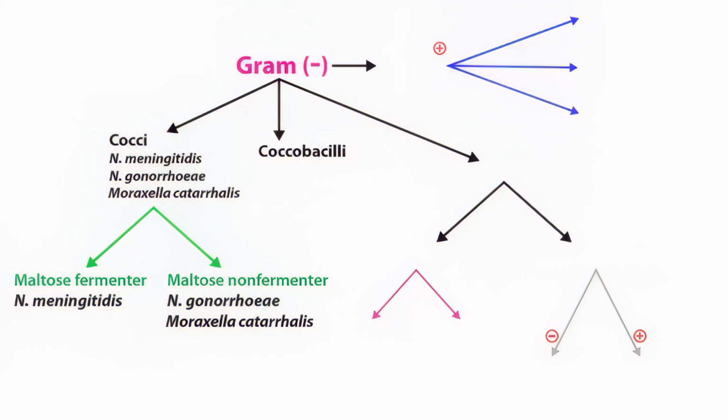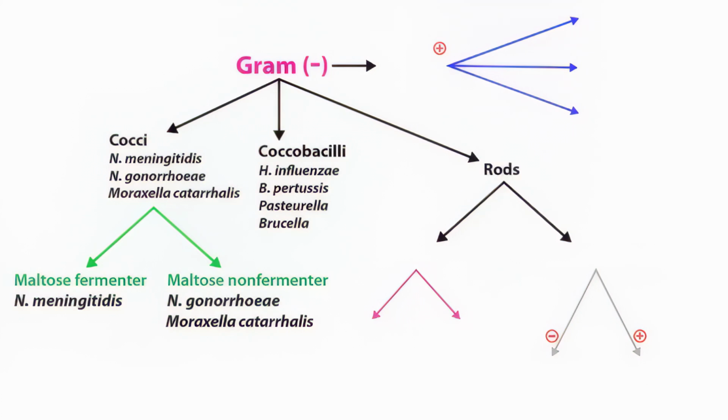Next are the coccobacilli, or coccoid rods. These include Haemophilus influenzae, which we'll talk about more in a few minutes, Bordetella pertussis, which causes whooping cough, Pasteurella, which is common in cat bites, and Brucella, which causes brucellosis.